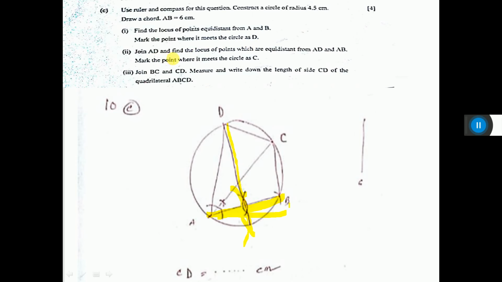So join AD, find the locus of the point which is equidistant from AD and AB. So AD is this and AB is this. So bisect this angle, that will be the locus. Up to C you draw, then you draw CD and BC. Then you measure CD. Here you see, you have to measure with your scale and write the answer.